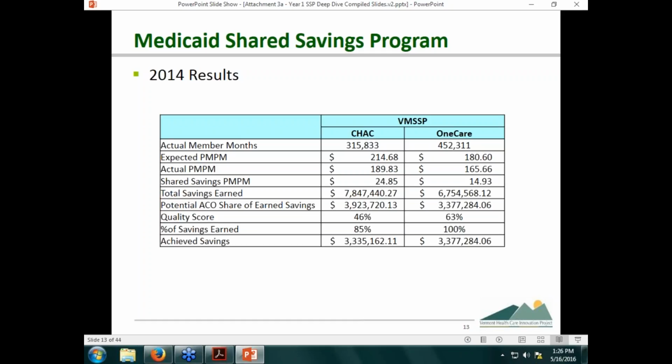Both of the ACOs that were participating in our Medicaid Shared Savings Program in 2014 exhibited lower per member per month expenditure for their attributed members than was expected. As a result of this and as a result of meeting their quality targets in the first year, both of the ACOs were eligible to share in a portion of the savings. And as you can see in the bottom line of the table on that slide, both of the ACOs received about $3.3 million in shared savings program payments as a result of the 2014 performance year.